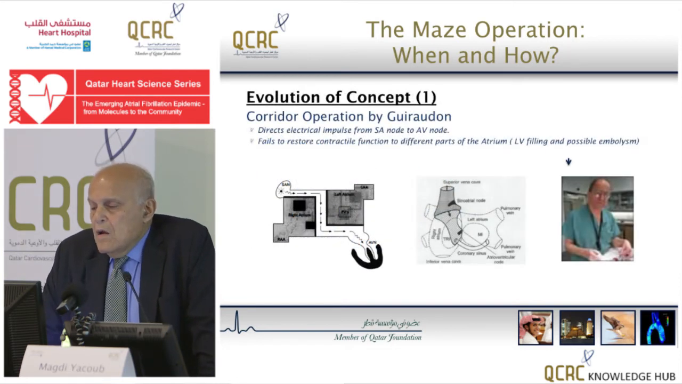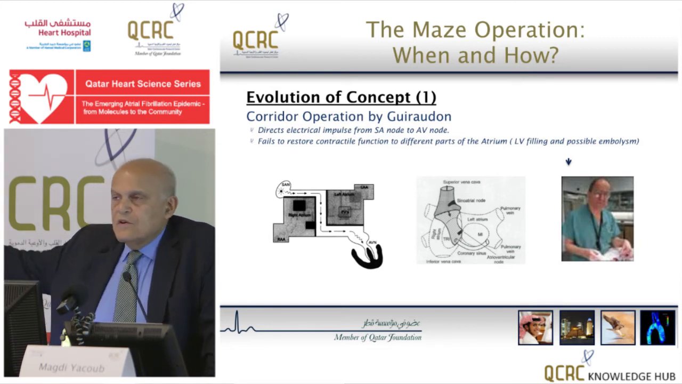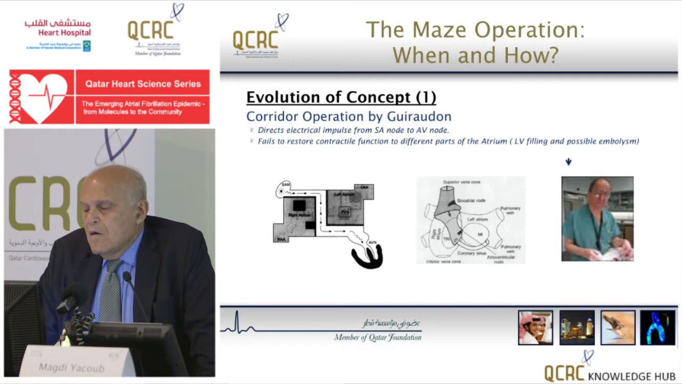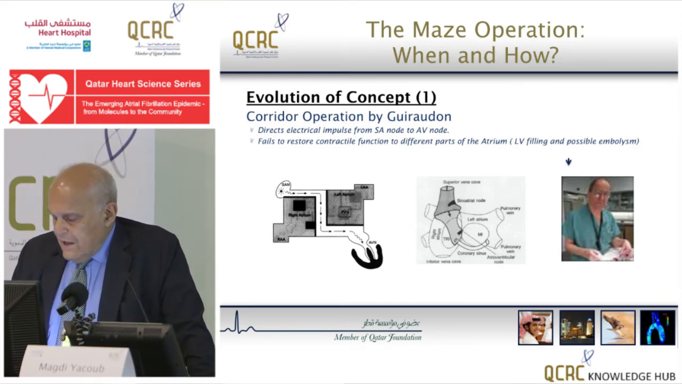And historically, it started almost at the same time, but maybe this was earlier, by Guiraudon. Guiraudon described the corridor operation, where he surgically created literally a corridor directing the electrical impulse from the SA node to the AV node and to the exclusion of the rest of the atrium. That was very clever and insightful, but it isolated the rest of the atrium, which continued to fibrillate, and therefore you had problems with stasis as well as loss of contractile function. So that didn't catch on.